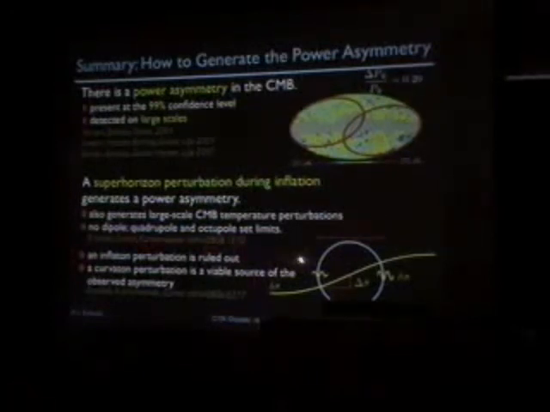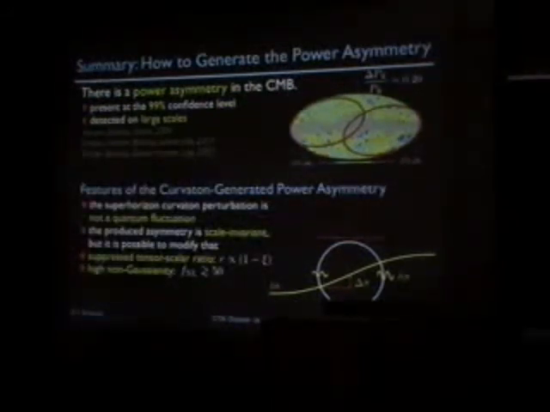An inflaton perturbation is ruled out by these constraints, but a curvaton perturbation is still a viable source of the observed asymmetry. It satisfies the non-Gaussianity constraints and the quadrupole constraints. Some features of the curvaton-generated power asymmetry: It's not a quantum fluctuation, so you need to appeal to something more exotic to create it. The produced asymmetry in the simplest model is scale invariant, but it is possible to modify that either by appealing to breaks in the potential or to isocurvature modes.